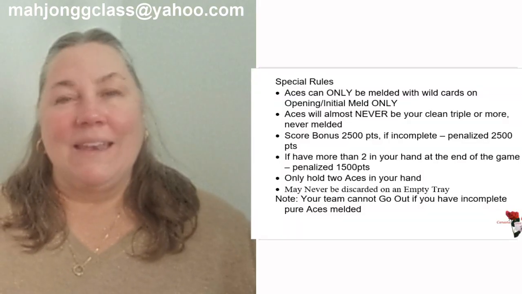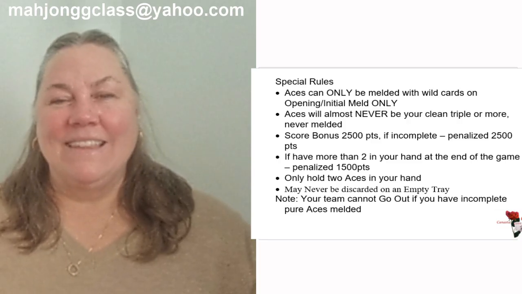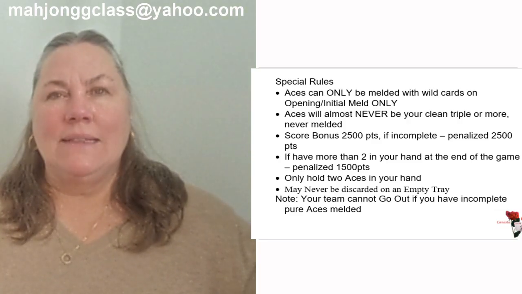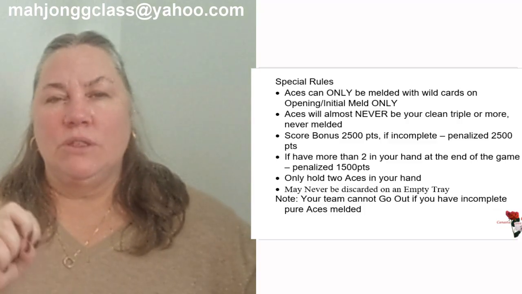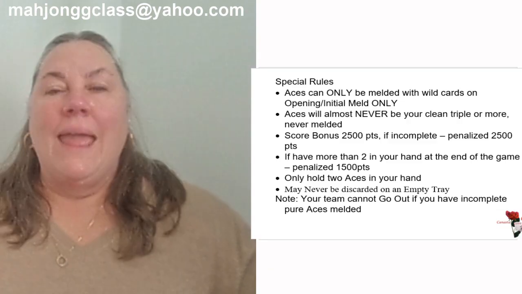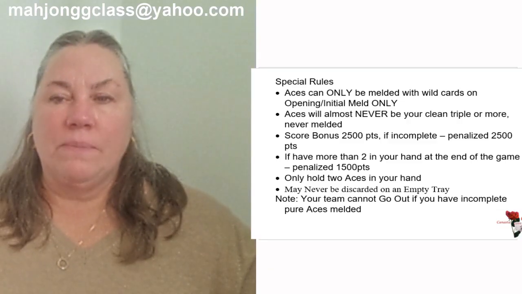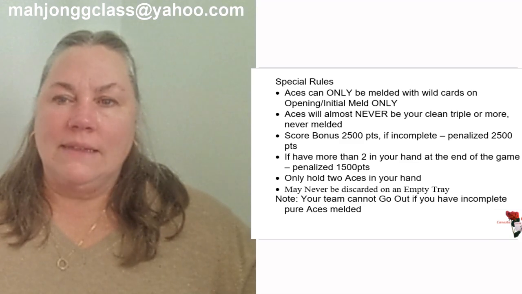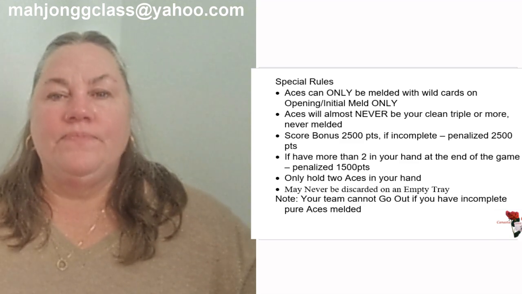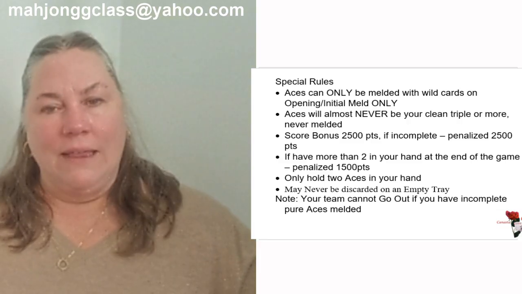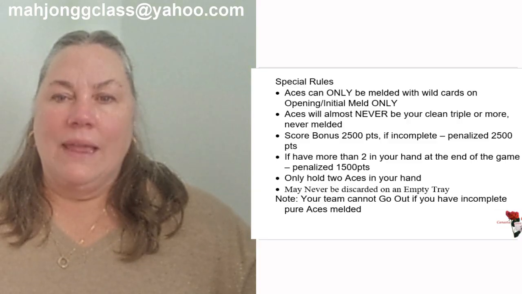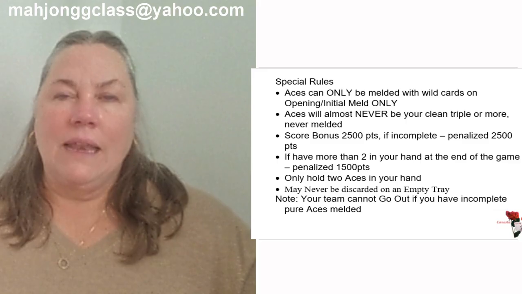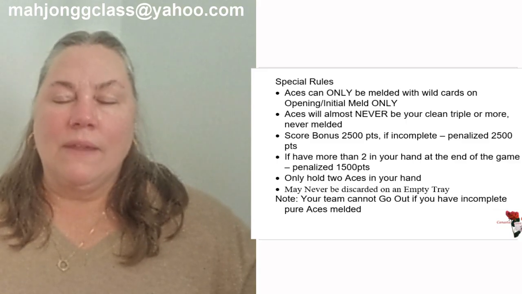Aces. Another tricky special rule. Aces have special rules. Aces can only be melded with wild cards on opening, making your initial meld only, meaning you can have 2 aces with 2 wild cards to make an opening. Aces will almost never be your clean triple or melding more aces, meaning 4 or 5 aces. They're never melded on their own, most likely. You score bonus points if you get 7 pure aces. If they're incomplete at the end of the game, you get a negative 2,500 points.